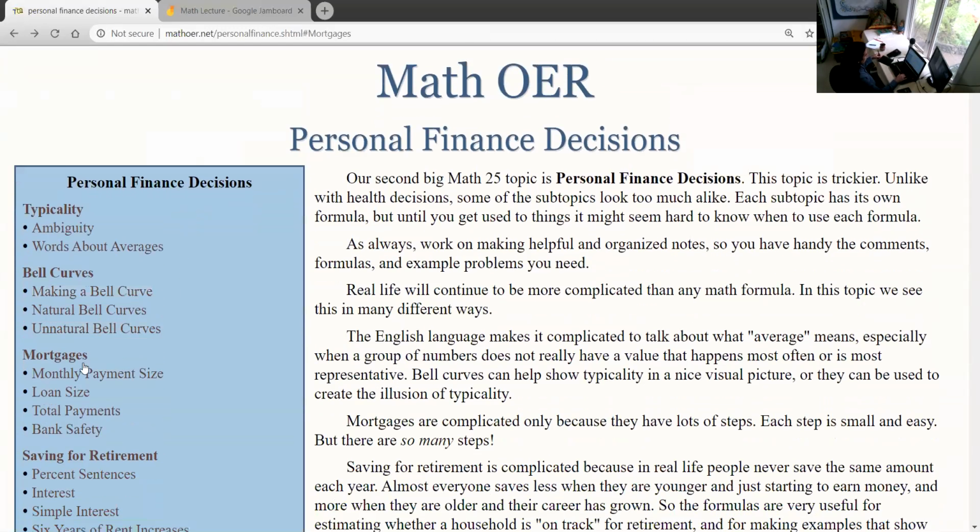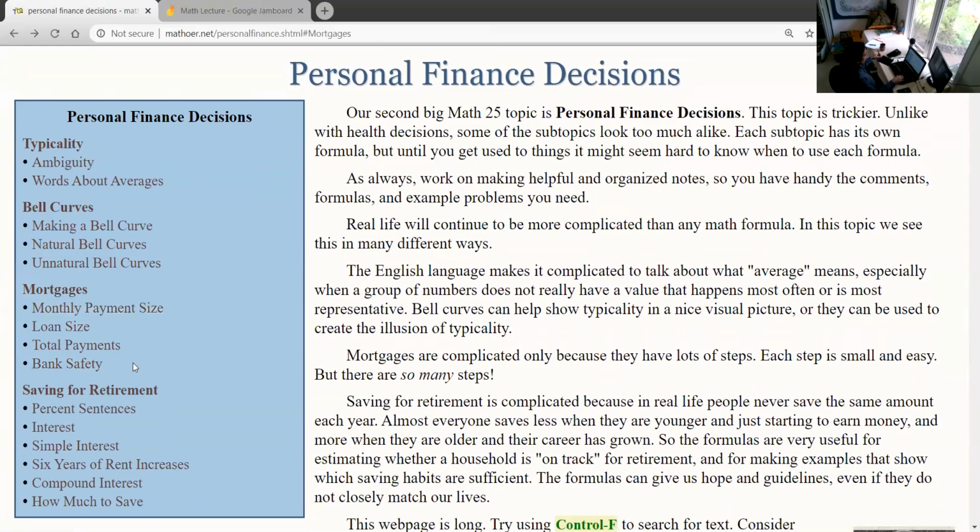You have finished mortgages. You can start your mortgage homework if you haven't yet. We've barely started savings for retirement. I would just ignore that till Thursday, unless you want to do some percent sentence practice.